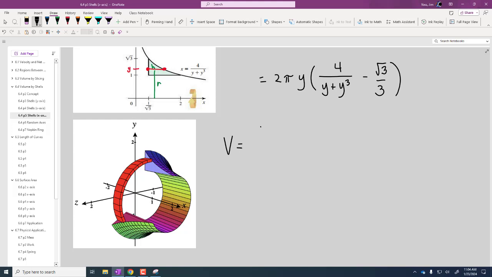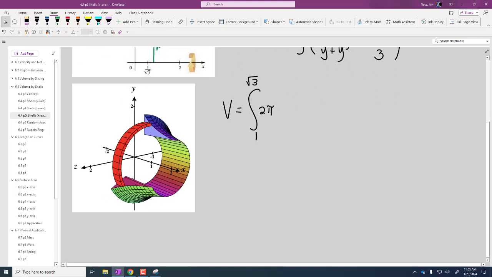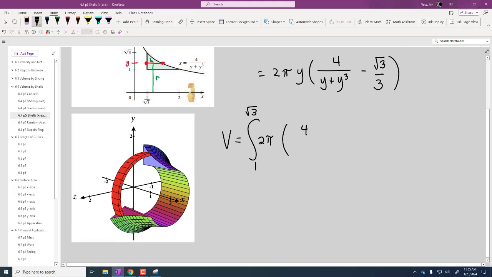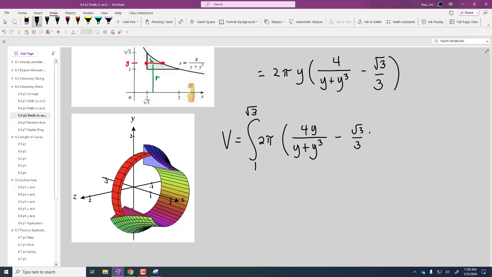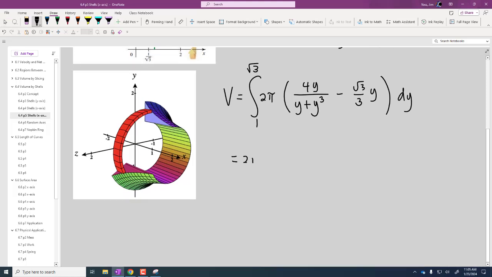So for the volume integral, we're going along the y-axis now because we have horizontal elements. They're sliding through y, along a y interval, from 1 to root 3. So the limits of integration are 1 and root 3. Let's distribute this y to the inside. We're going to have to subdivide this into 2 integrals at some point. So distributing the y, we get 4y over y plus y cubed minus root 3 over 3 times y, dy. Let's pull the 2 pi all the way to the front, and we're going to end up having 2 separate integrals.